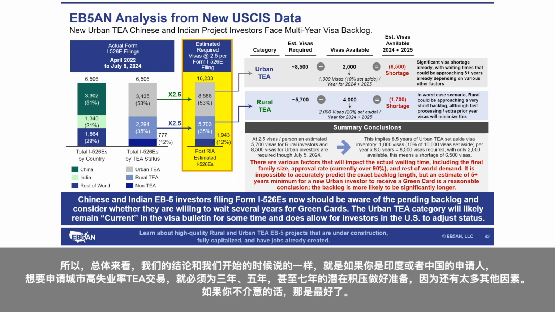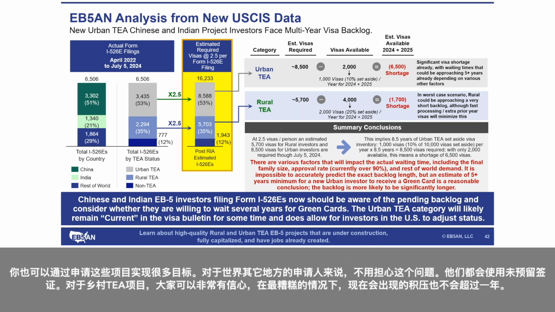So at the highest level, just the summary that we get to, the conclusion, and we said this at the start, is that if you are going into an urban high unemployment TEA deal now, from India or China, you have to be prepared for a 3, 5, 7 year potential backlog because there's too many other factors. And if you get comfortable with that, awesome. There's lots of great things that you can do with those projects too.